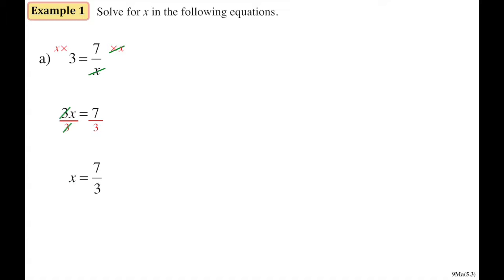Now let's just compare the original question, 3 equals 7 over x, to the answer, x equals 7 over 3. And can you see something a bit weird there? Can you see that the 3 and the x have just really switched positions? Let's just try that once more to see what happens.